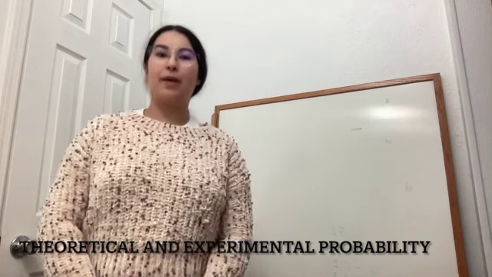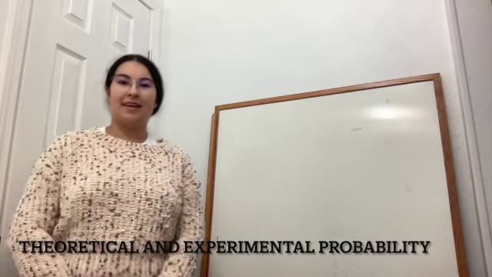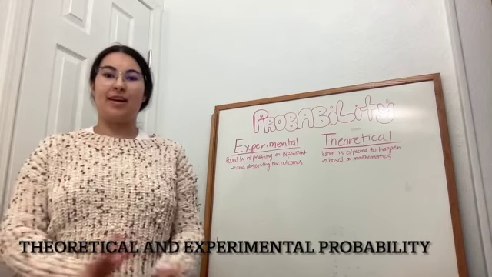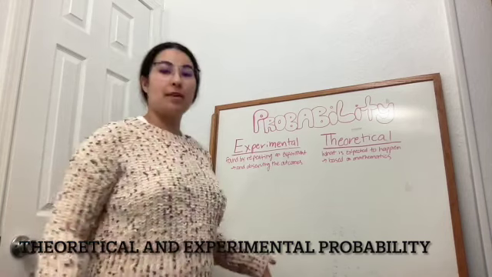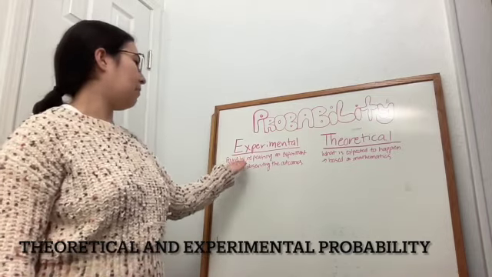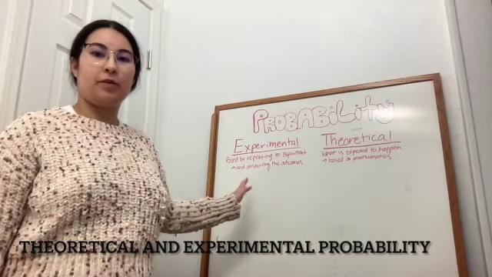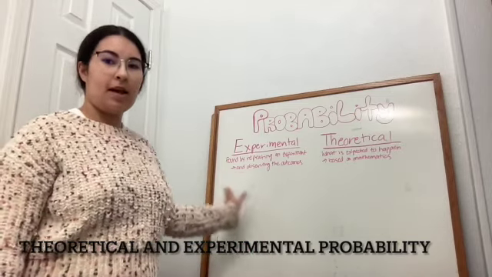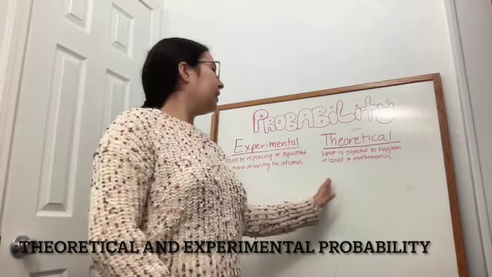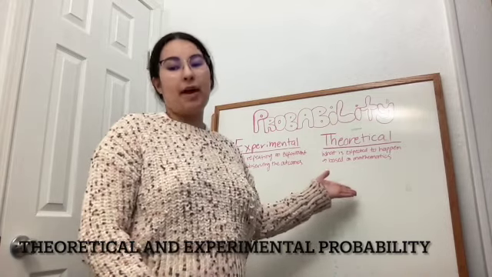I'll begin by writing the definitions on the board before we begin our lesson. The two definitions that I will explain. The first is experimental probability. Experimental probability is found by repeating an experiment and observing the outcomes. So we can go ahead and write down this note in our notebook. And theoretical probability is what is expected to happen based on mathematics.